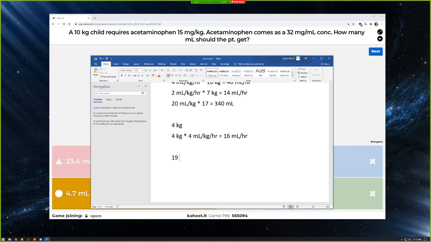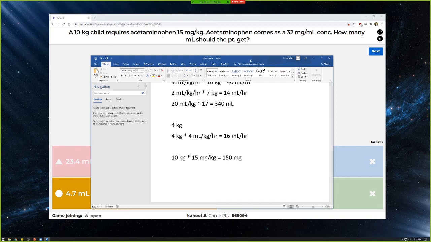So again, I'm going to take the patient's 10 kilogram, not 19, but 10. And then I'm just going to multiply that by the dose. Why did I keep writing 19? It's 0, not 9. 10 kilogram times 15 milligrams per kilogram, right? The kilograms cancel out, and what do I get? Well, I get 150 milligrams the patient should receive.